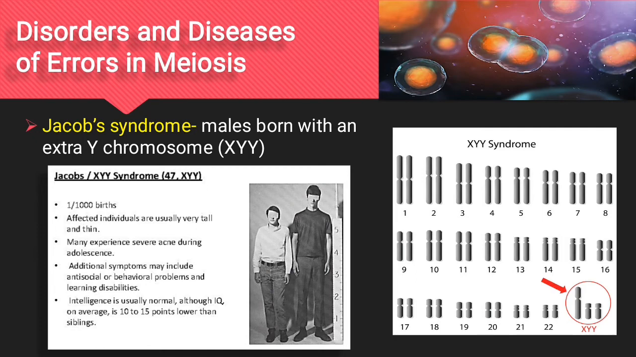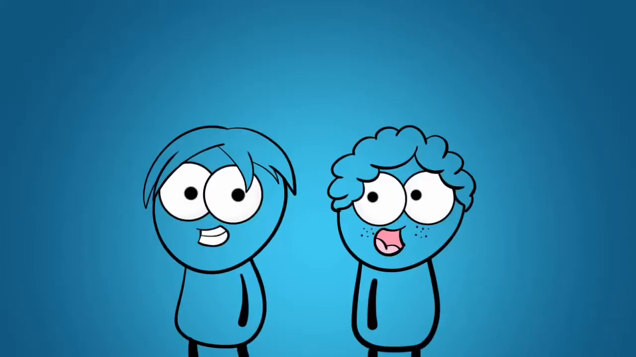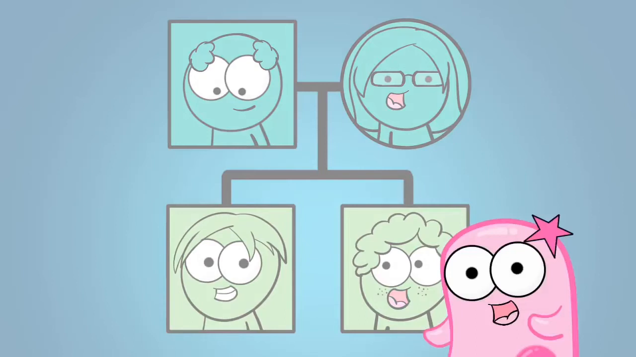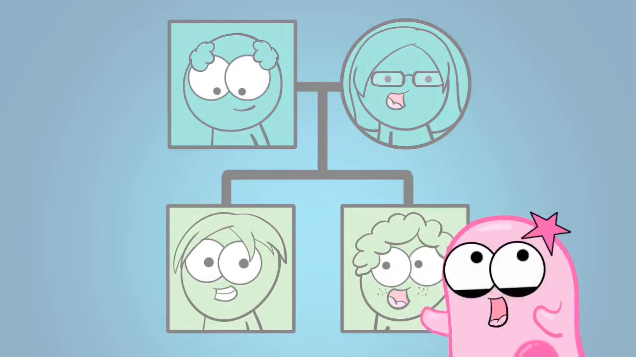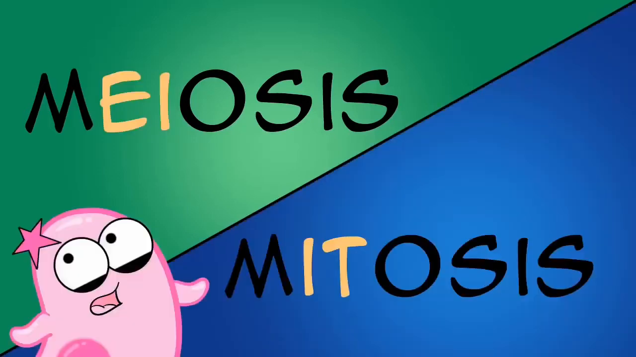To generalize the lesson, we have here the video about meiosis. Have you ever wondered how two siblings can have the same mom and dad and still look so different? Well, today we're going to talk about a process that makes that possible, a process called meiosis, not to be confused with mitosis, which sounds unfortunately similar.